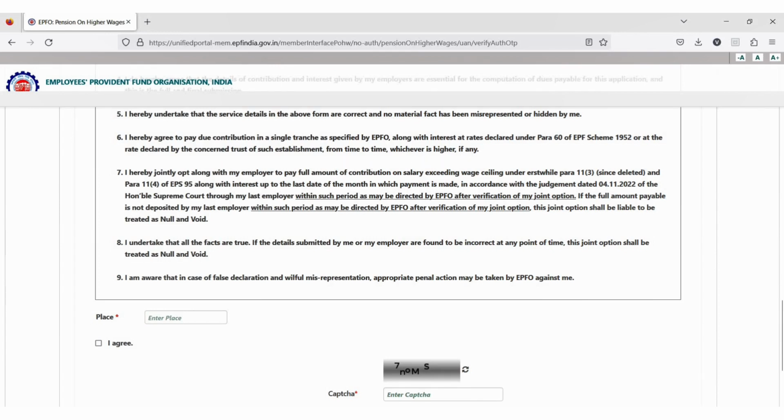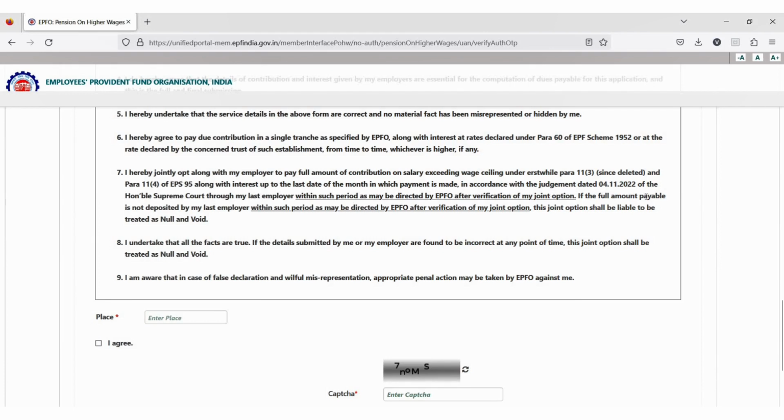Seventh, I hereby jointly opt along with my employer to pay the full amount of contribution on salary exceeding the wage ceiling under erstwhile Para 11.3, since deleted, and Para 11.4 of EPS 95, along with interest up to the last date of the month in which payment is made, in accordance with the judgment dated 4th November 2022 of the Honorable Supreme Court, through my last employer within such period as may be directed by EPFO after verification of my joint option.